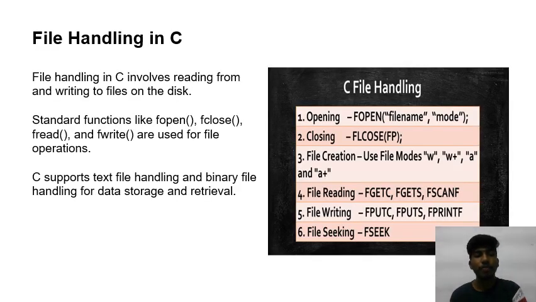File handling in C. File handling in C involves reading from and writing to files on the disk. Standard functions like fopen, fclose, fread, and fwrite are used for file operations. C supports text file handling and binary file handling for data storage and retrieval.